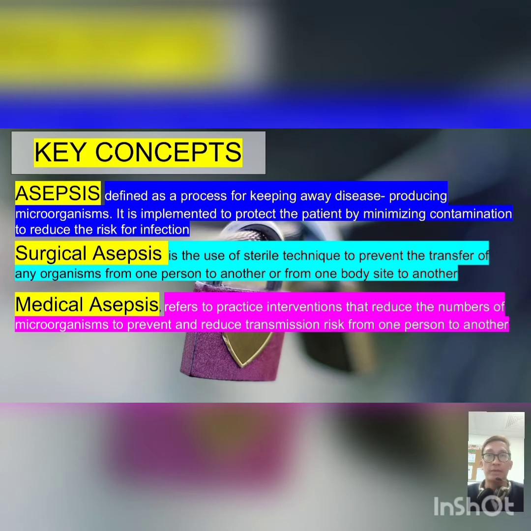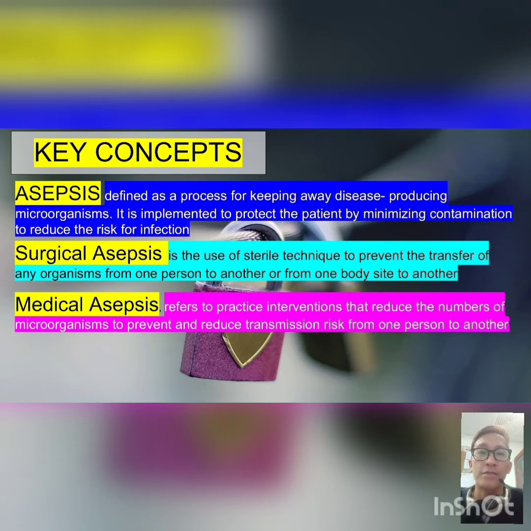Let us define some key concepts in this week's lecture or topic. First is asepsis. When we talk about asepsis, this is defined as a process for keeping away disease-producing microorganisms. It is implemented to protect the patient by minimizing contamination to reduce the risk of infection.